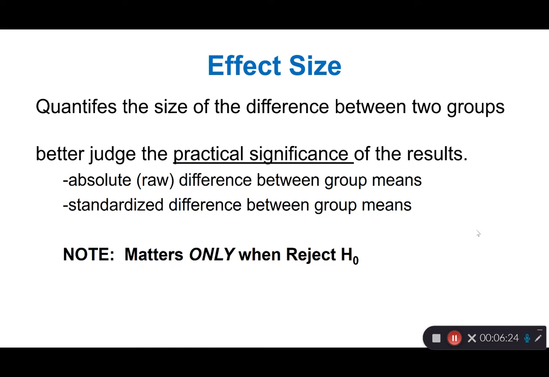If we fail to reject the null hypothesis, we're saying there's nothing there. There's no effect to judge how large it may be. So we only have to worry about Cohen's d when we reject the null hypothesis.